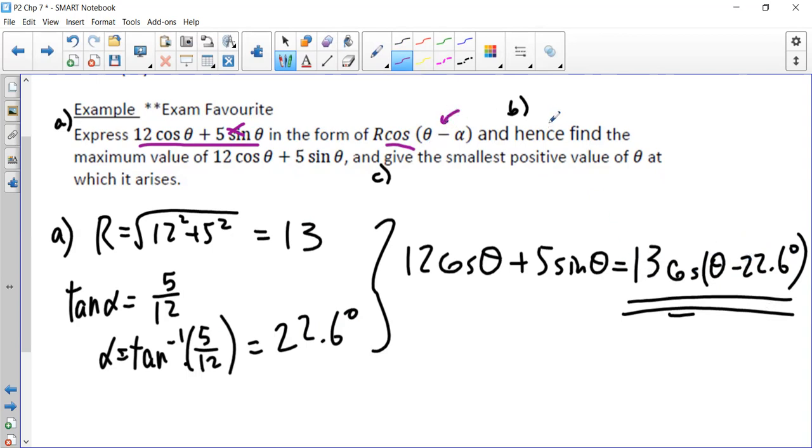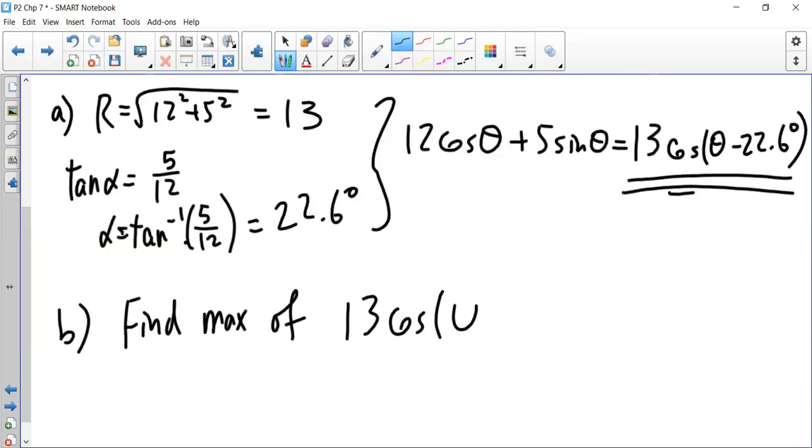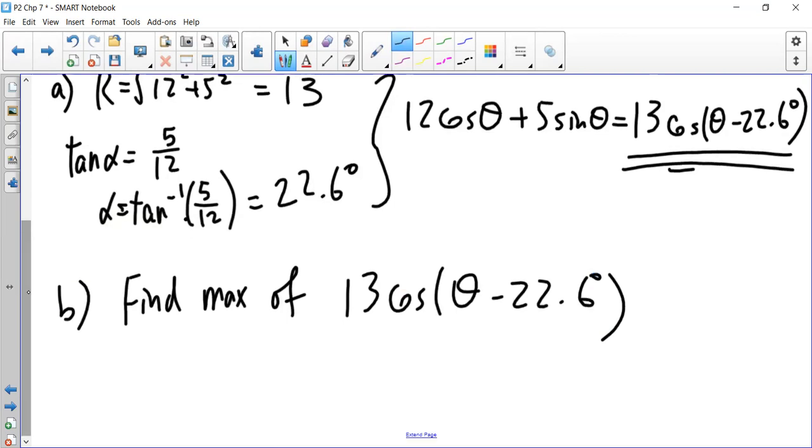All right, part B, hence find the maximum value of 12 cos theta plus 5 sin theta. So we want to find the maximum value of this 13 cos theta minus 22.6 degrees. Okay, so I want to find the maximum of 13 cos. Now remember, we're not using the 12 cos theta, we're using the 13 cos theta minus 22.6 degrees. Now, I did touch upon this concept last lesson.